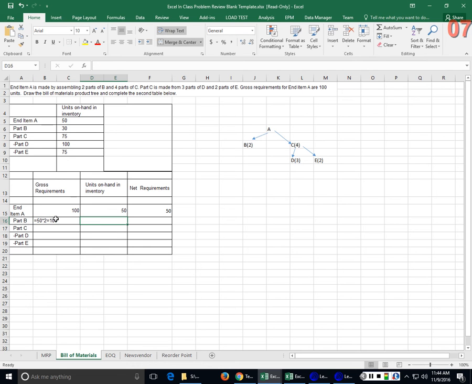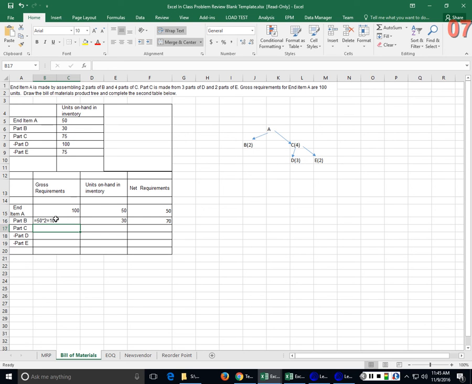How many do I have on hand? 30. And so then my net requirements for B would be 30 or 70? It would be 70, because I need 100. What you need to understand is the definition of gross requirements: in total, how many do you need? Then you compare what you have on hand and subtract those out to get your net requirements. So it's 100 minus 30, which is 70.